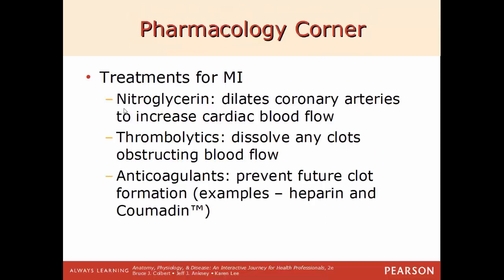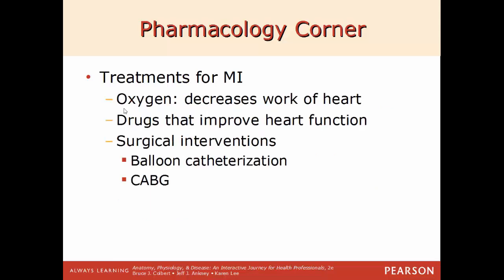Alright, we'll end this chapter with our pharmacology corner. Some treatments for myocardial infarction, or MI. The first one, nitroglycerin. This will dilate the coronary arteries to increase the blood flow to the cardiac muscle. Thrombolytics. These are used to dissolve any clots that are obstructing blood flow. Anticoagulants. This will prevent future clot formation, such as heparin or Coumadin. Oxygen. This will decrease the workload of the heart. And some surgical interventions that could be used for treatments: balloon catheterization and CABG, coronary artery bypass grafts.